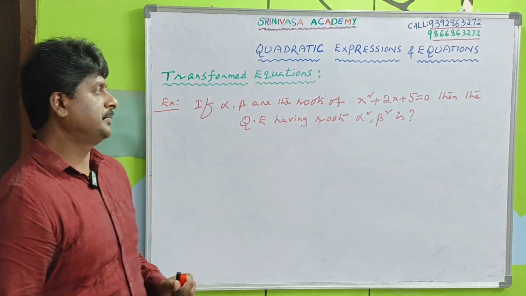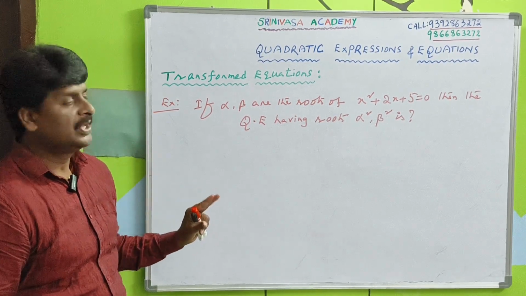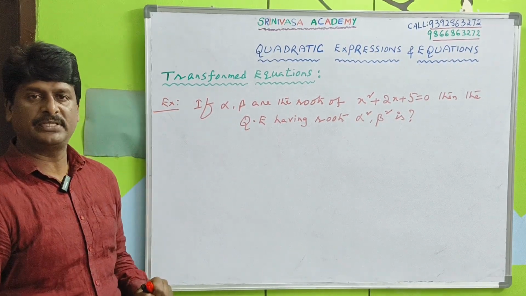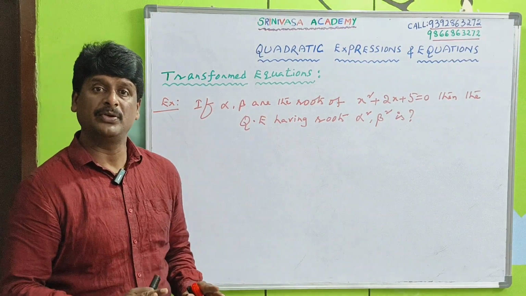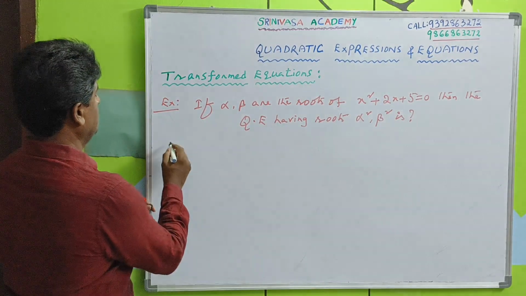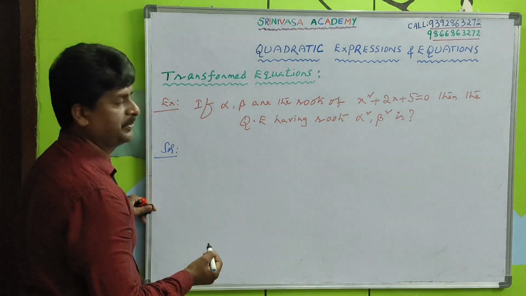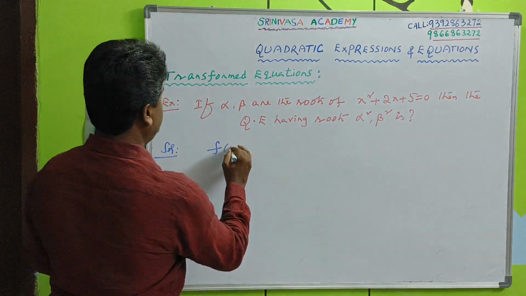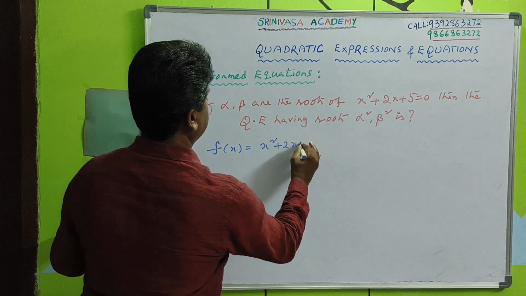See, next example. If alpha comma beta are the roots of x square plus 2x plus 5 is equals to 0, then the quadratic equation having roots alpha square comma beta square. Okay. See, whichever you like, formula based or concept based. F of x is equals to x square plus 2x plus 5 is equals to 0.